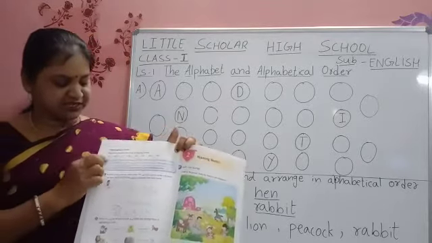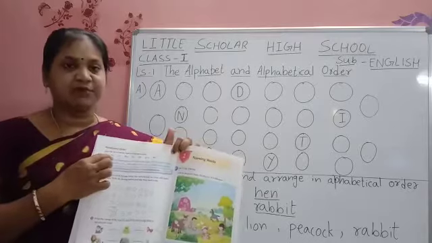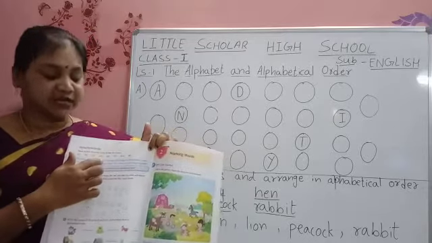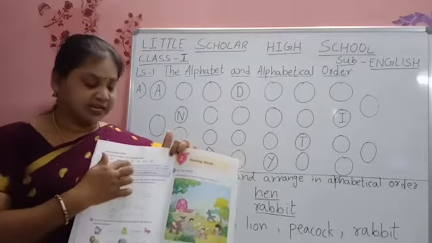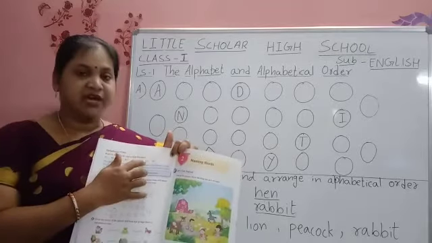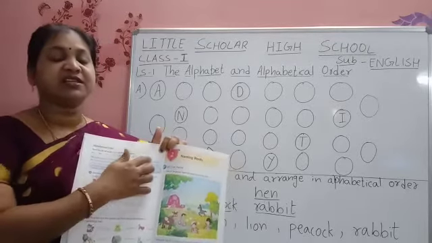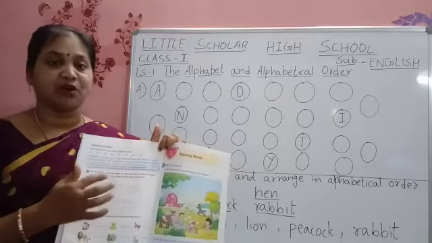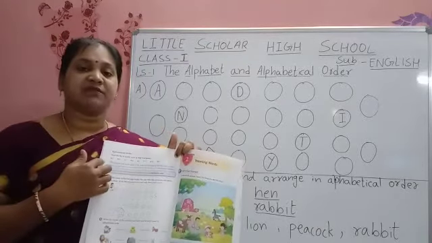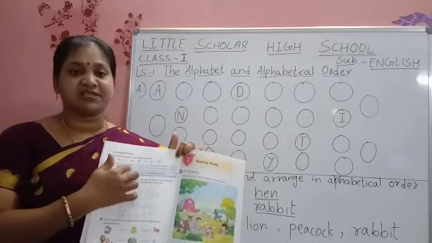Once again, read the words: A-N-T, ant; B-A-T, bat; C-A-T, cat; D-O-G, dog; E-E-L, eel; F-I-S-H, fish; G-O-A-T, goat; H-E-N, hen. These are the words. They are written in alphabetical order. After they wrote a word with A, then with B, then with C, then with D.